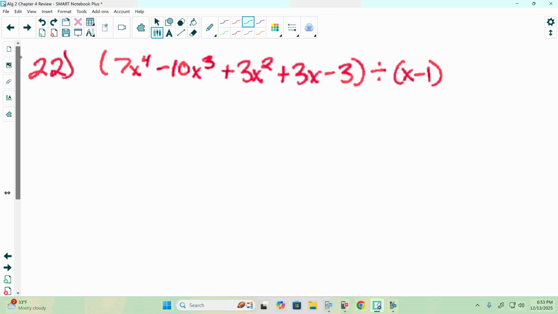Now we're going to move on to this next one here. 7x to the fourth minus 10x cubed plus 3x squared plus 3x minus 3. We're going to divide it by our x minus 1.